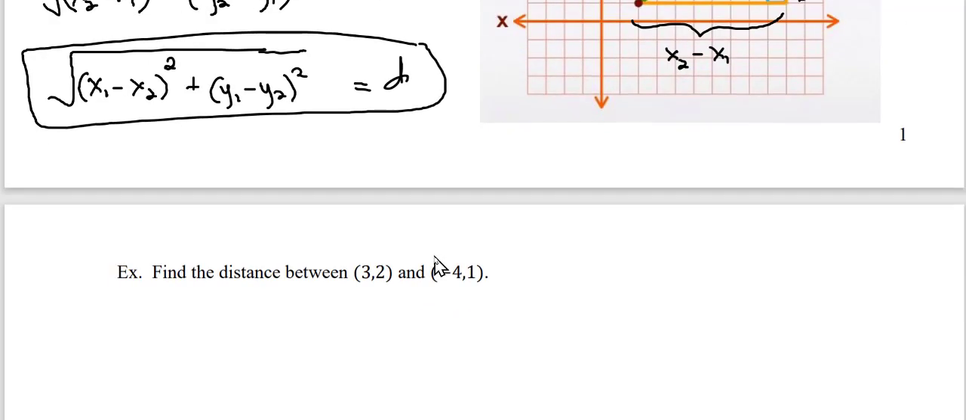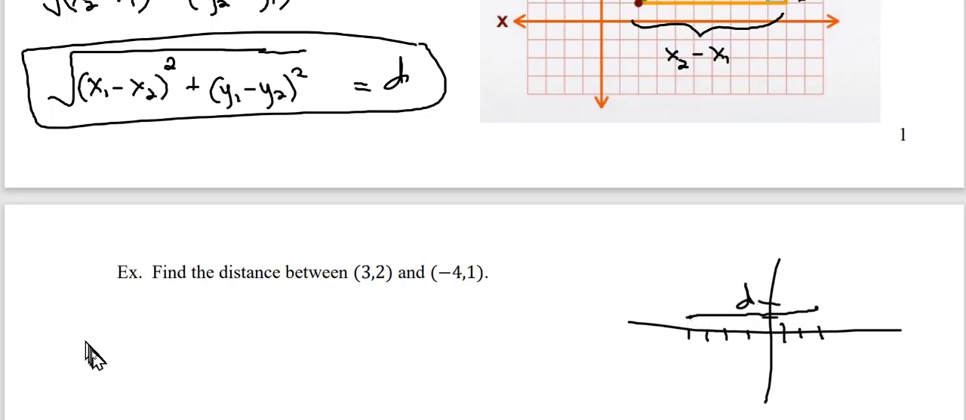Okay, let's do it. Let's find the distance between these 2 points. We could plot them if we wanted to. 3, 2 is here. Negative 4, 1 is here. So we're looking for this distance, whatever that is.